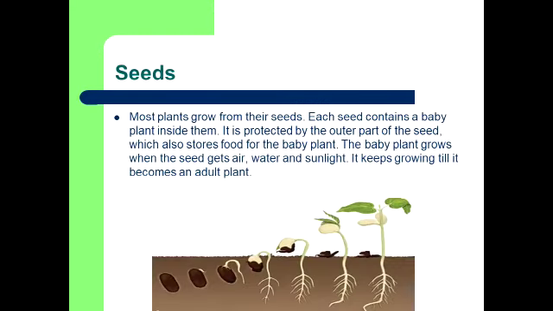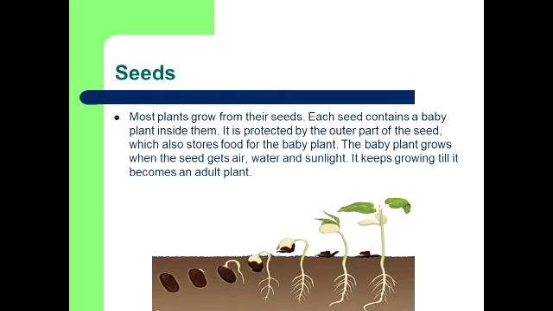What are seeds? Most plants grow from their seeds. Each seed contains a baby plant inside it. It is protected by the outer part of the seed, which also stores food for the baby plant. The baby plant grows when the seed gets air, water, and sunlight. It keeps growing till it becomes an adult plant.